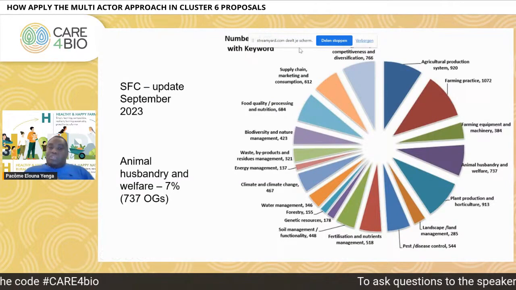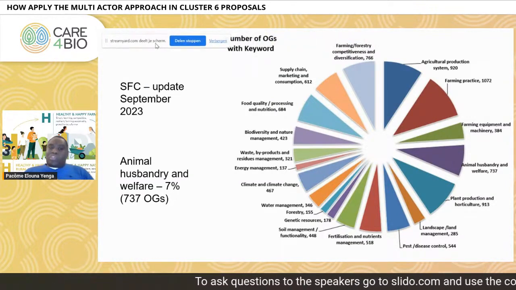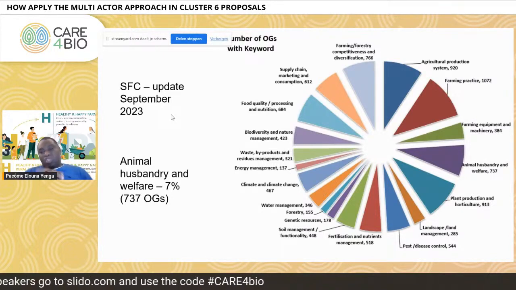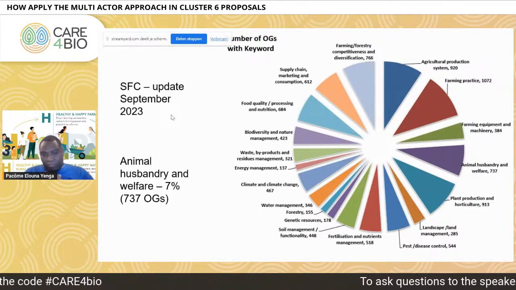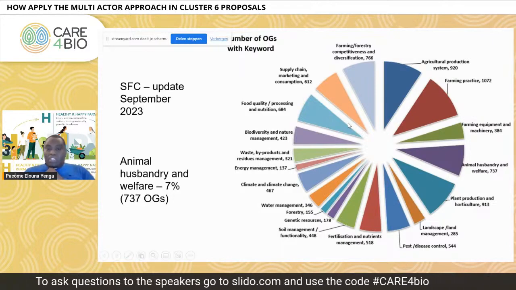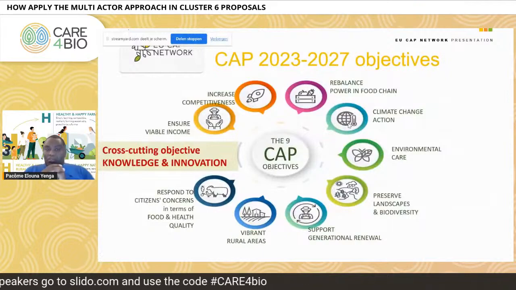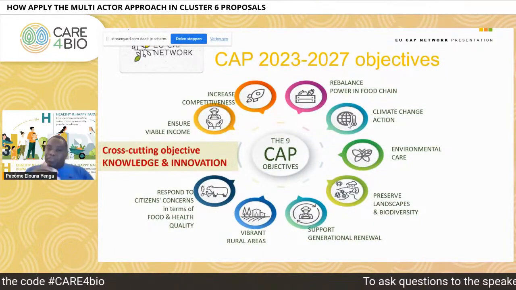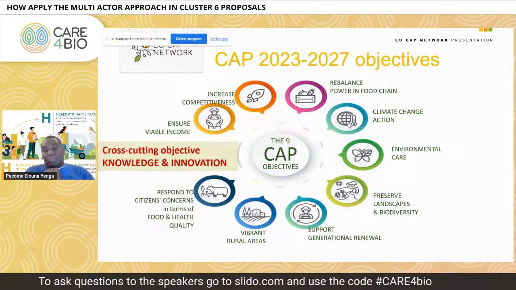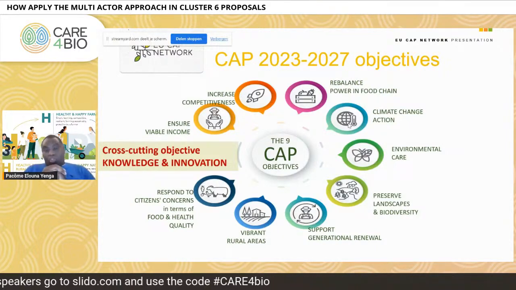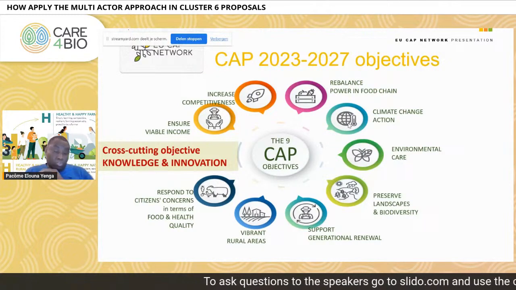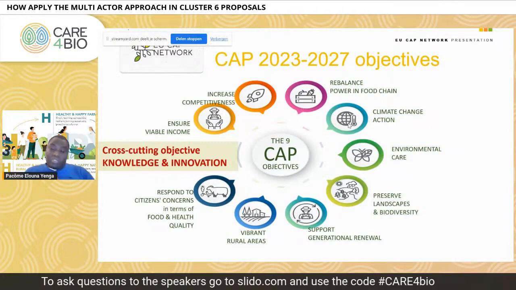Now, here you have a short update from September. What are the topics covered by operational groups? You see, there is a huge diversity of topics that they are covering. I will not go into this in detail, but the only thing I would like to mention is that for this new period, the operational groups are covering all the specific objectives of the CAPs. And if you look at those specific objectives, they correspond to the topics covered in cluster 6. So everything that is in cluster 6, normally you will find it under the CAP also, and especially among the operational groups that are now active.